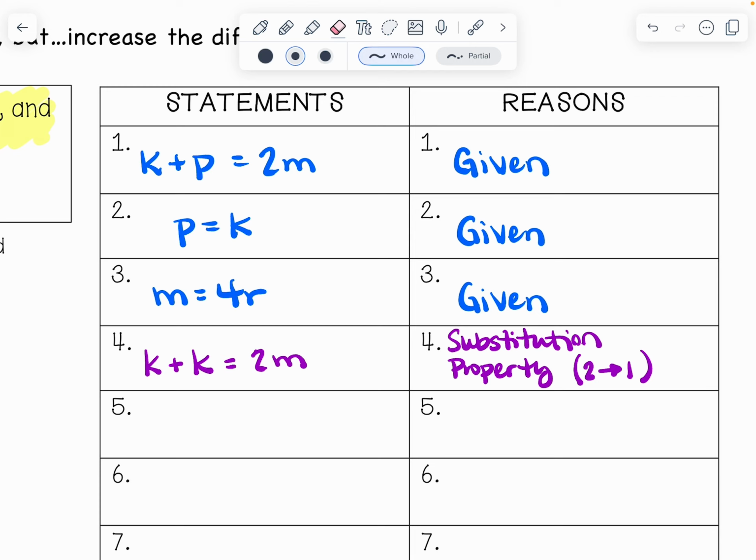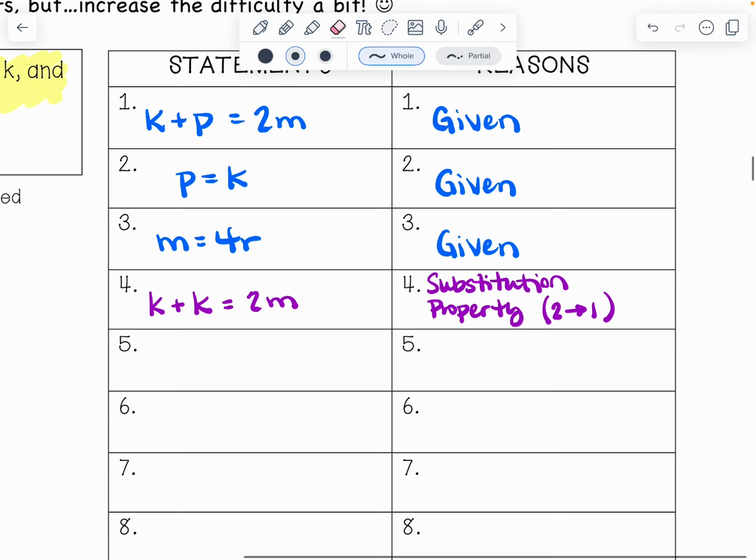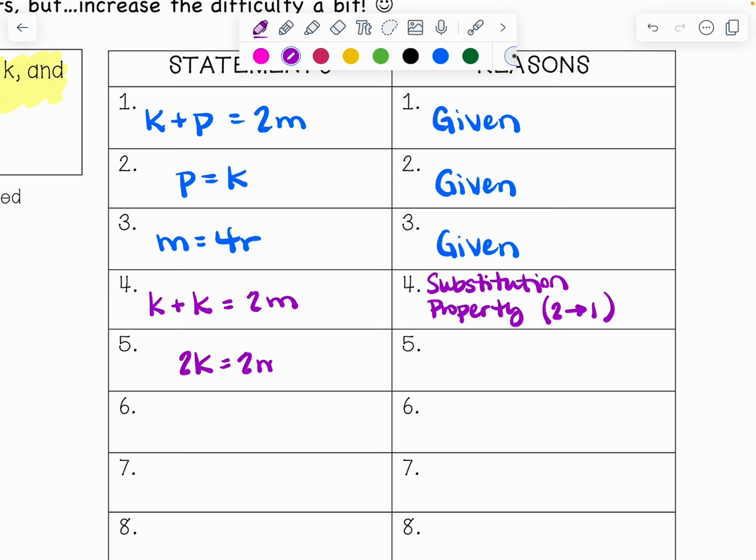So that if you were to look back at your notes, you're not just wondering where in the world this came from. I have no idea what I substituted or where that statement even came from. So it's a nice way to just keep track of your logic. Okay. All right. So now I have K plus K equals 2M. Now, if you want to, you can go ahead, because clearly at some point I need to add those K's together. So if you want to do that right now, then that would be great. So I'm going to go ahead and do that. So 2K, because K plus K is 2 Ks. So 2K equals 2M.